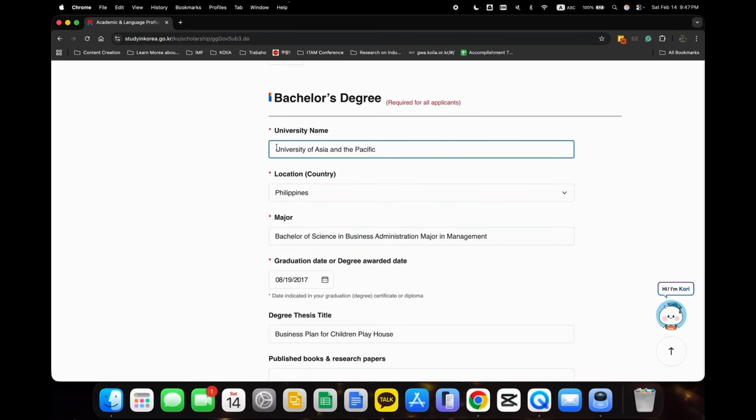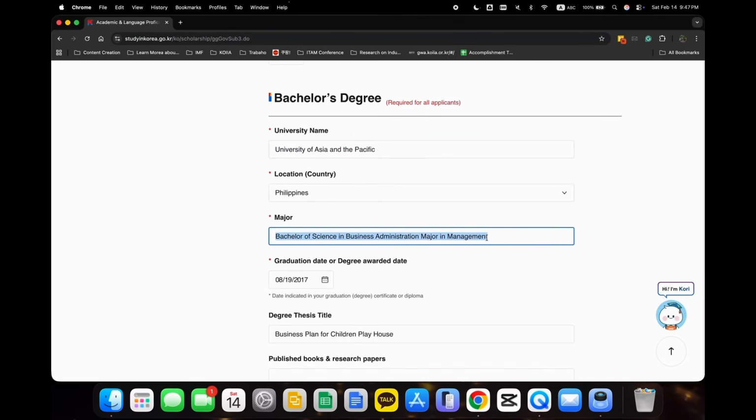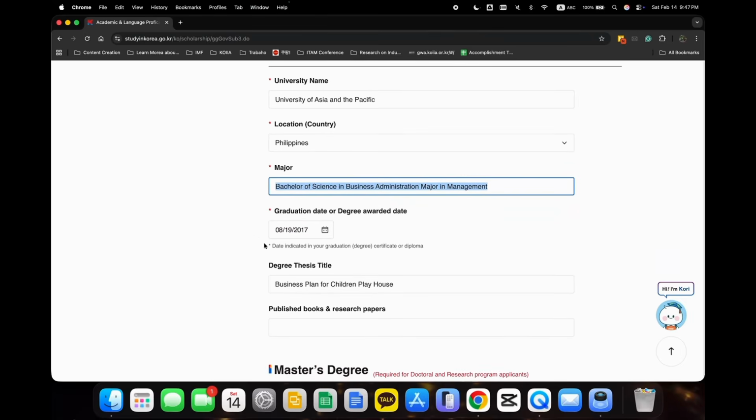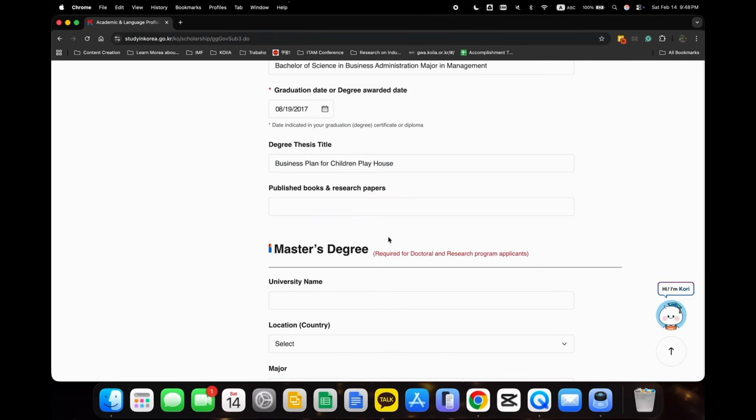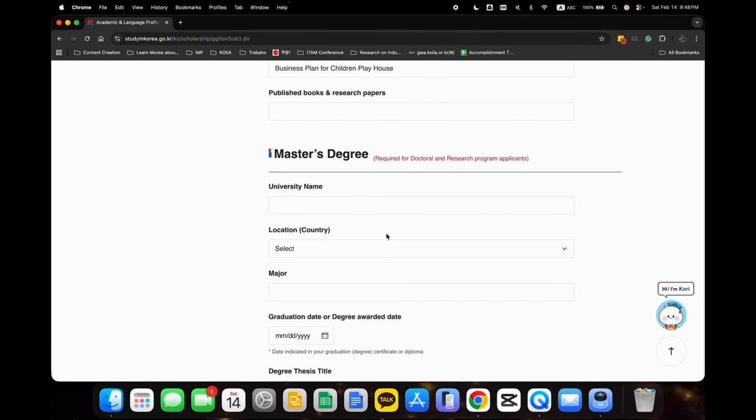Now for the bachelor's degree. Again, the name of the university, the actual major, all the information, even up until the graduation date, should be the same as your transcript of records and your completion certificate. Those things should be the same. Now, I don't have a degree thesis, but I have a business plan. What I did is, although I don't have a degree thesis, I wrote there the business plan I made.